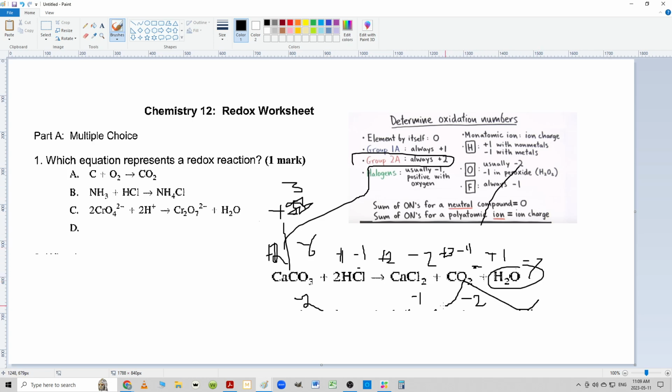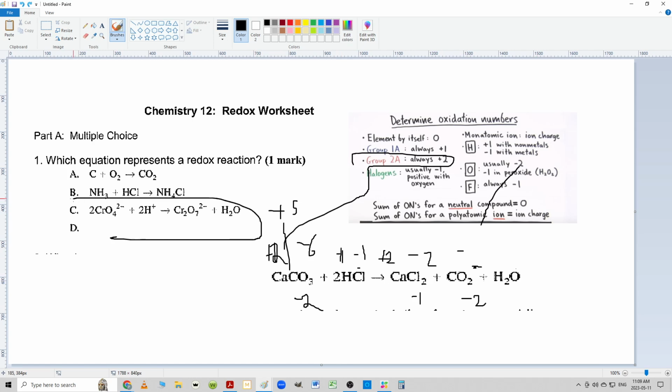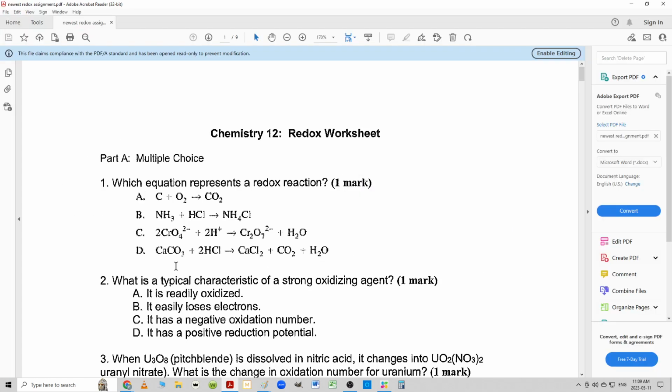If we look, none of these charges over these individual things changed. So it looks like there's a lot of exchange going on in most of these, but there's not. That's why you've got to break it down using these rules. I'm not going to do the rest of them like this. We can go over them.